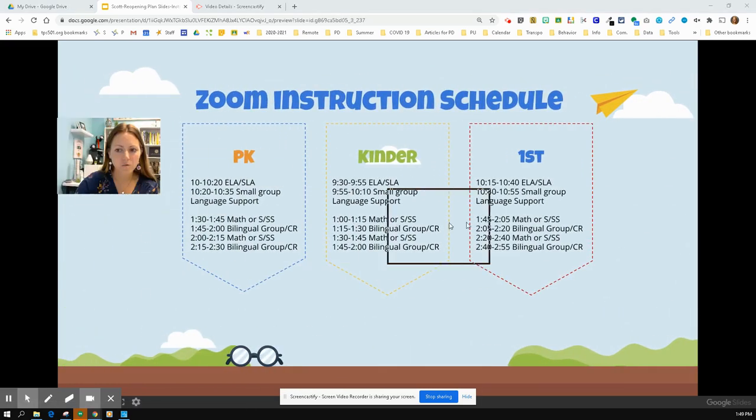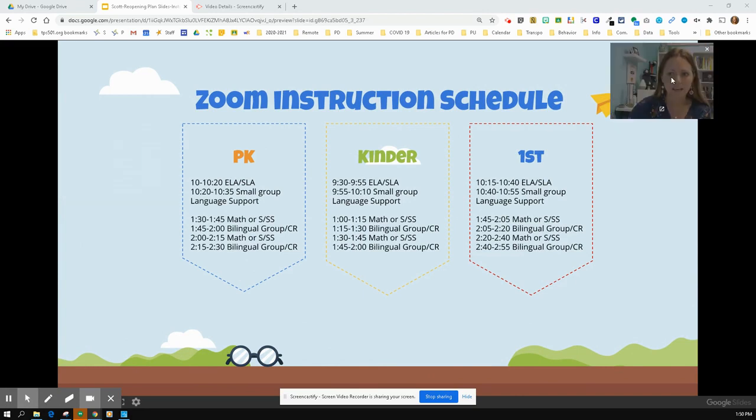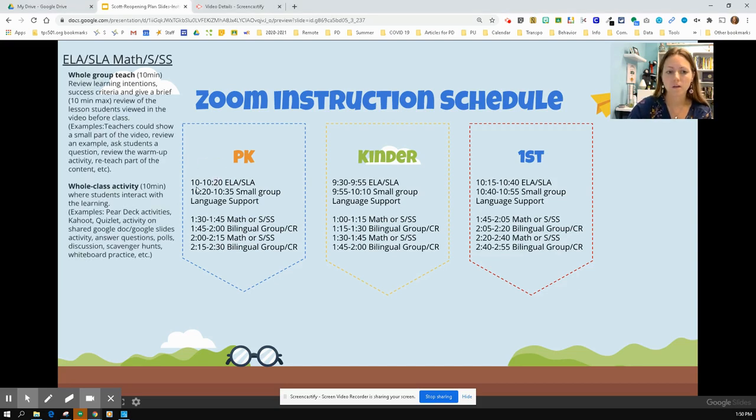So on this page, we're going to show the schedules for each grade level, and this is only for the Zoom times where students are online. Each of the schedules follows a similar pattern, and we're going to talk about what each of these components entails. For example, you'll start with either ELA or SLA, as students only take language in their native language for pre-K through first.